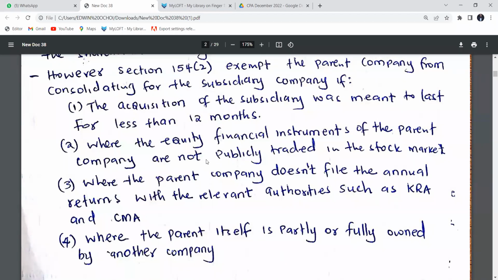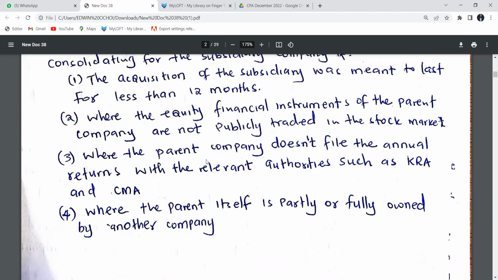Right now, on the scenario of this sub-subsidiary, where you find that B is behaving like a parent of C, but remember B is already controlled by A. So group accounting is all about understanding those small things.